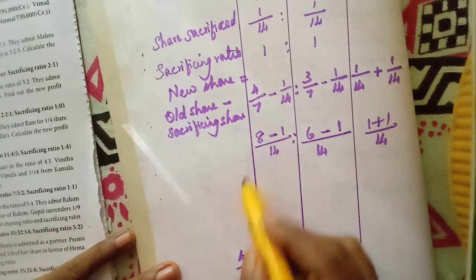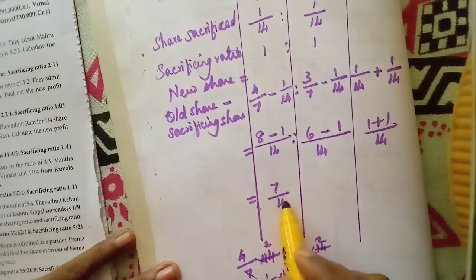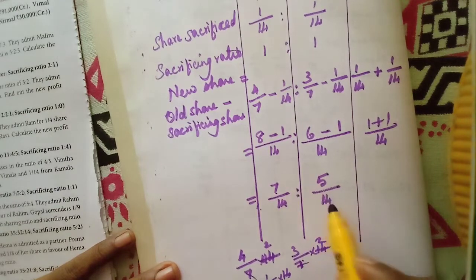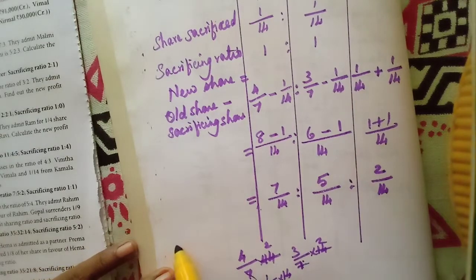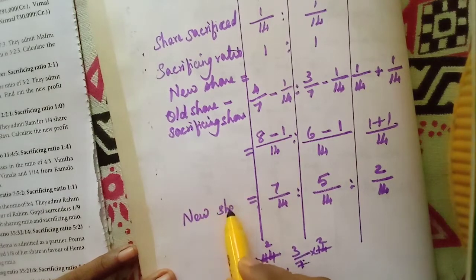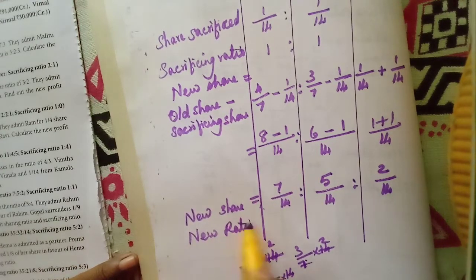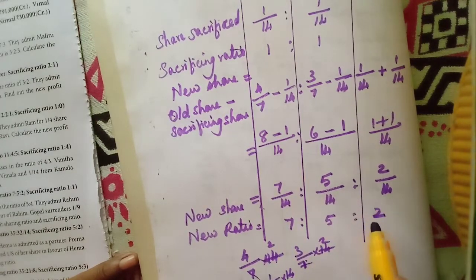Okay, now 8 minus 1, 7 by 14. 6 minus 1, 5 by 14. 2 by 14. So, new share this one, isn't it? So, new ratio 7:5:2. Okay.